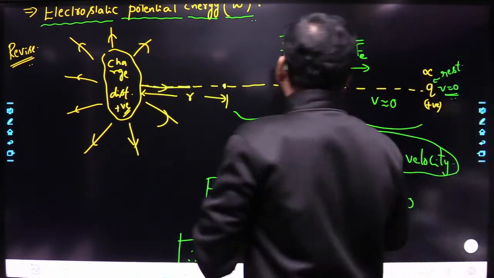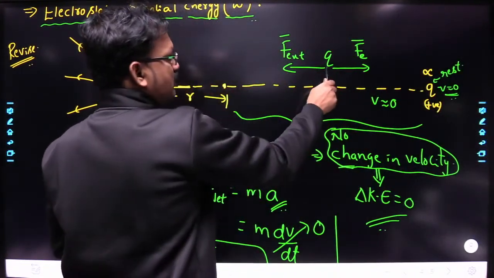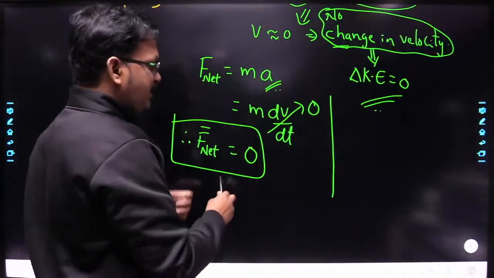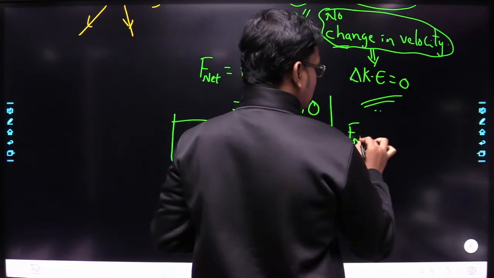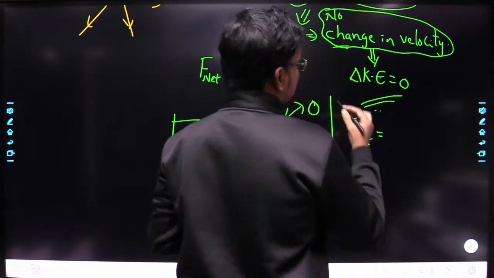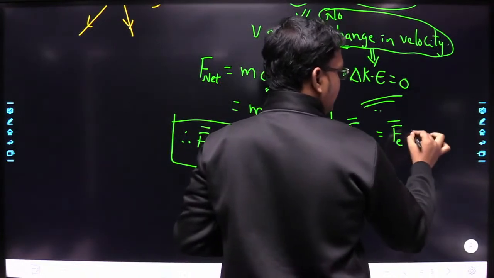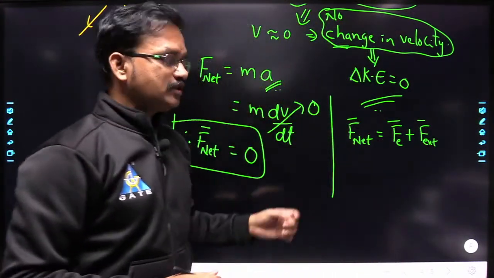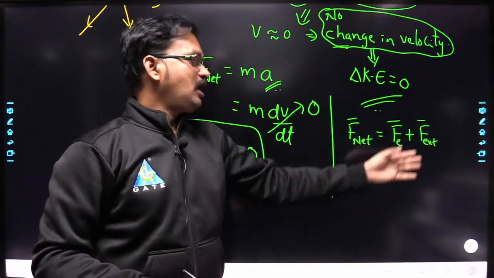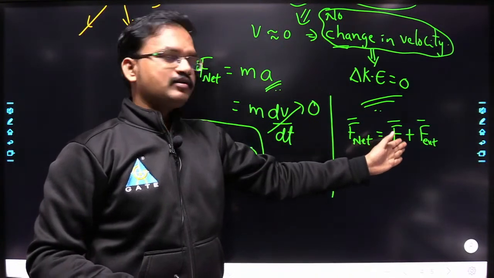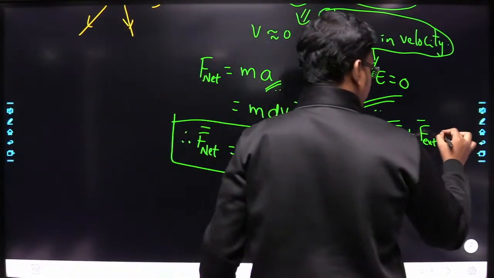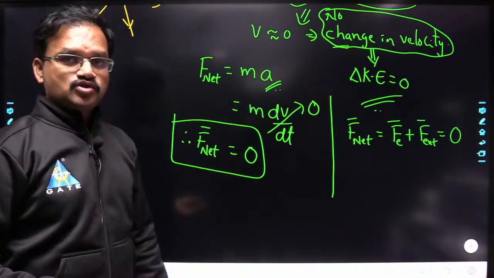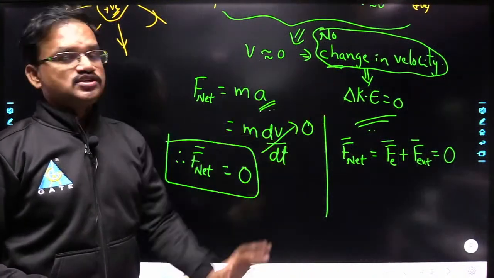So the total forces, or the net force, acting on this charge are nothing but what? F electrical and F external. The net force is due to the electric field force and the force applied by the external agent. This net force must be equal to 0, because we are assuming that there is no change in velocity.